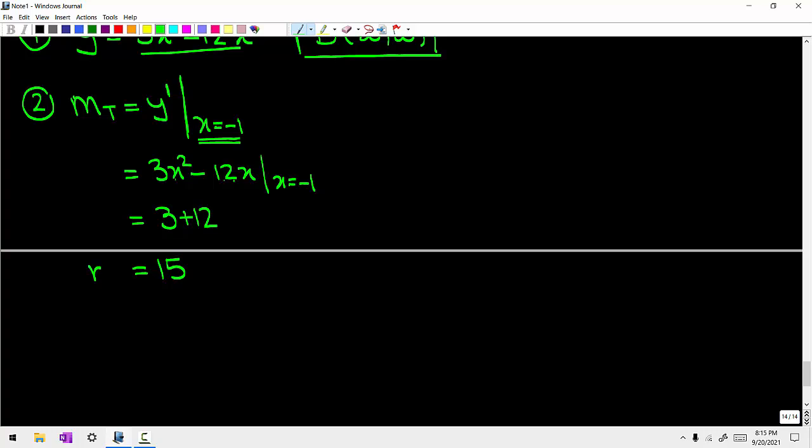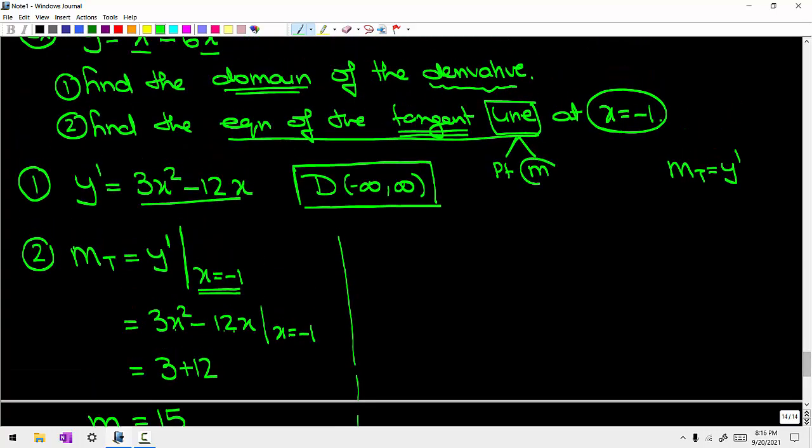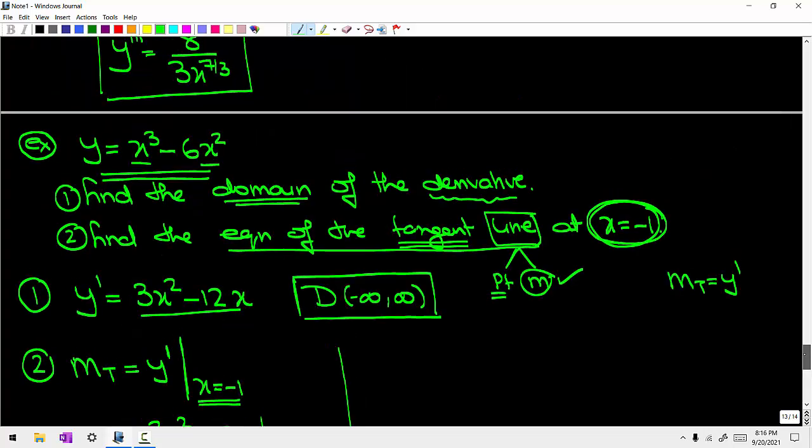15. So the slope of the tangent line is 15. Now, to find the equation of the tangent line, we also need a point. We have the slope now. To find the point, we know the x value, but we don't know the y value. But the y value is given to us. Isn't that the y value?